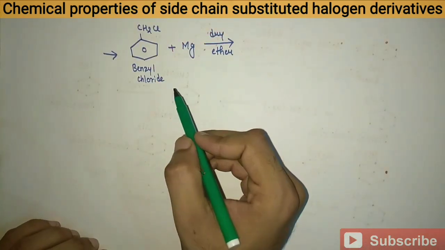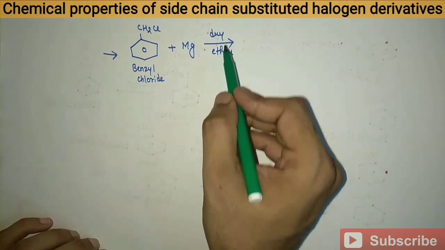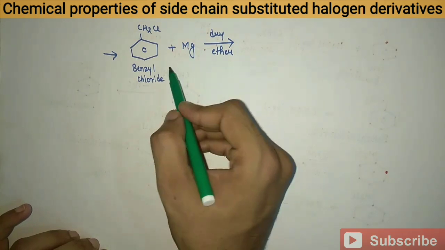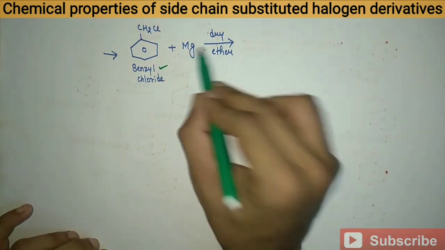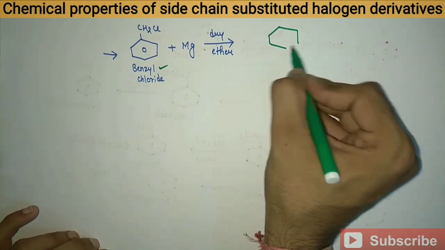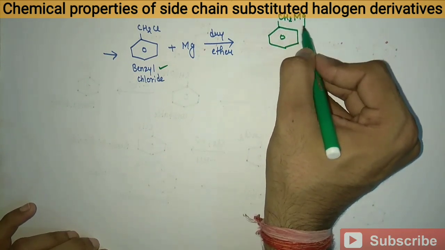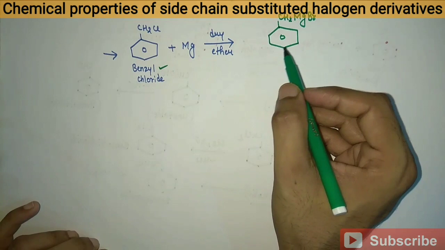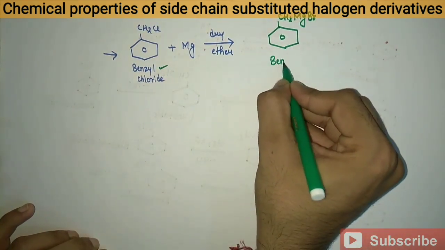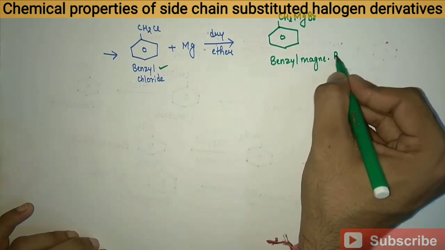Now the next is reaction with magnesium. So whenever benzyl chloride reacts with magnesium in the presence of dry ether, just like the unsubstituted haloarenes, the substituted haloarenes also react with magnesium to form Grignard reagent. Okay, this forms CH2MgBr. Okay, so this is known as benzyl magnesium bromide.